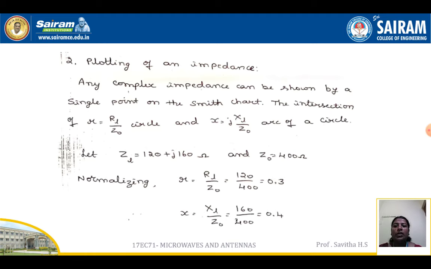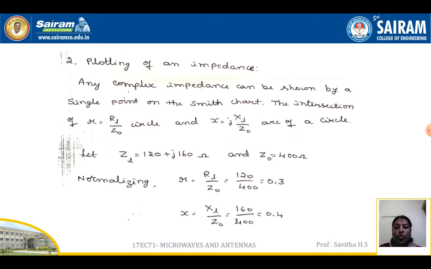So, plotting of an impedance. Any complex impedance can be shown by a single point on the Smith chart. It is the intersection of the R equal to RL by Z naught circle and the X equal to XL by Z naught arc of a circle. Now in the problem, we'll consider one example. I have taken ZL equal to 120 plus J160. That is nothing but ZL as a combination of RL plus J into XL, and the characteristic impedance Z0 is equal to 400.